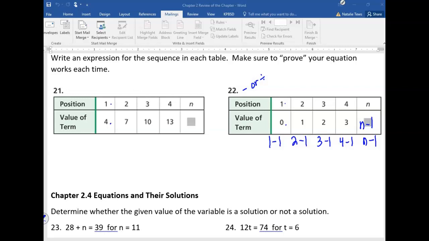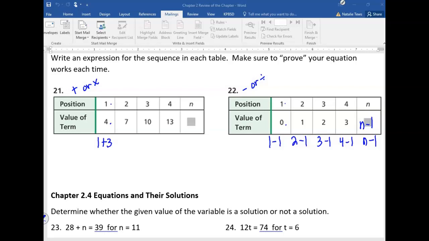So if it's getting bigger, what are my choices? Addition or multiplication, right? So I'm going to try out my addition first. 1 plus what number would be 4? 3. So let's try 1 plus 3. Okay, that gives me 4.